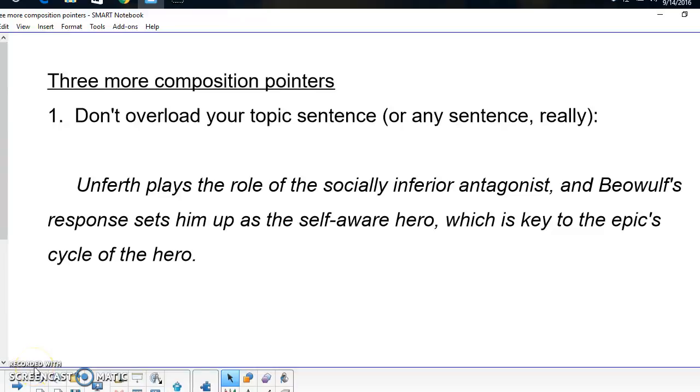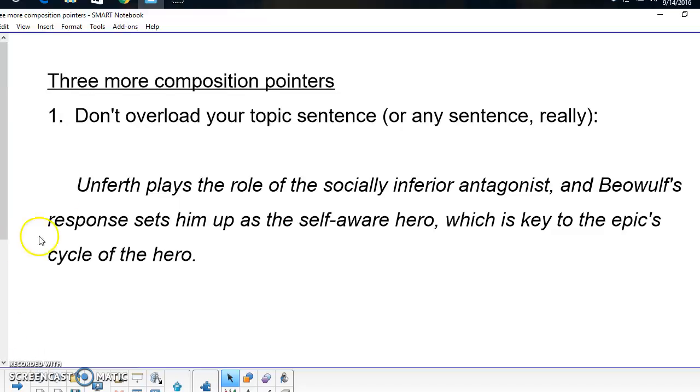Today we are going to look at 3 more composition pointers to add to our list from earlier, the 5 that we had previously. Number 1 is the easy one. Don't overload the topic sentence, or any sentence really. You don't want to have too many key terms in any one sentence because that's going to overwhelm your reader who is not aware yet of what it is you're going to be arguing.